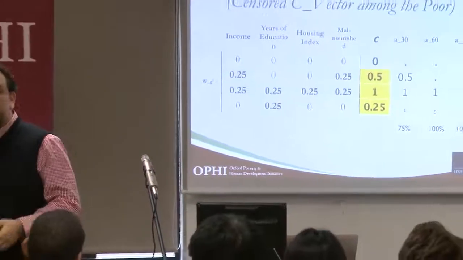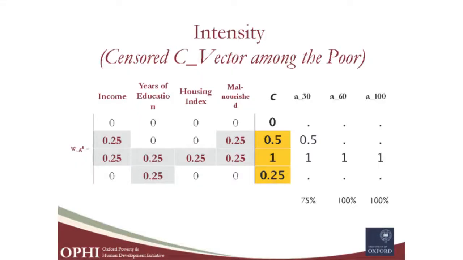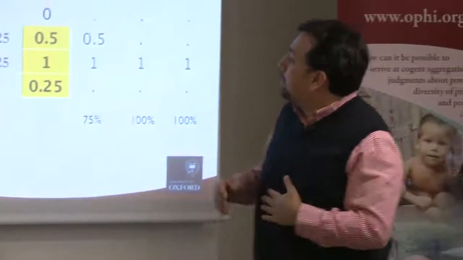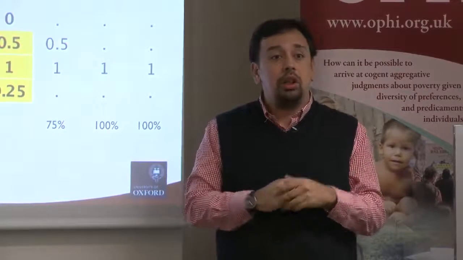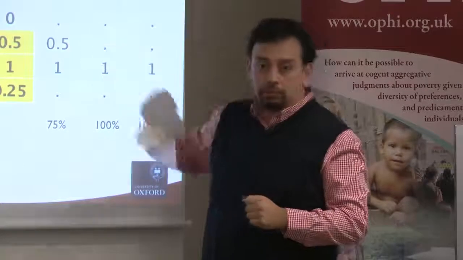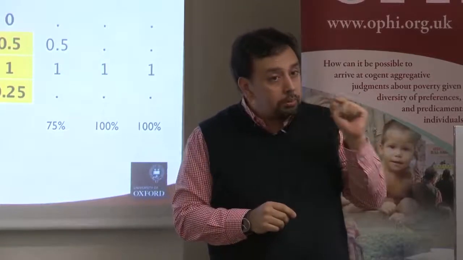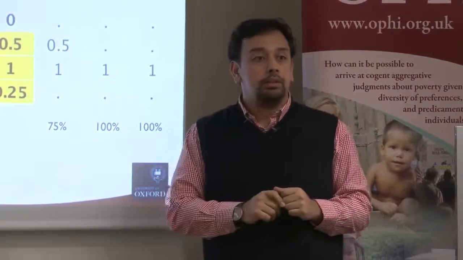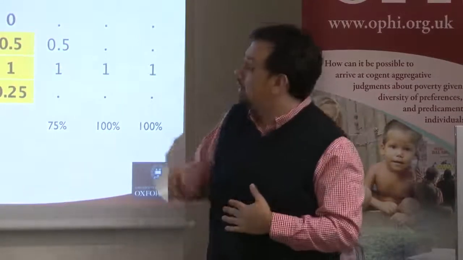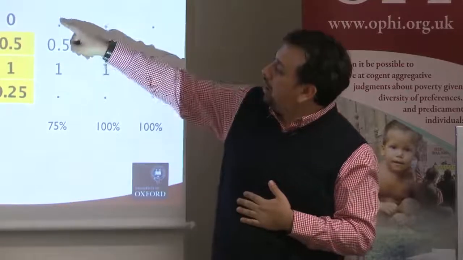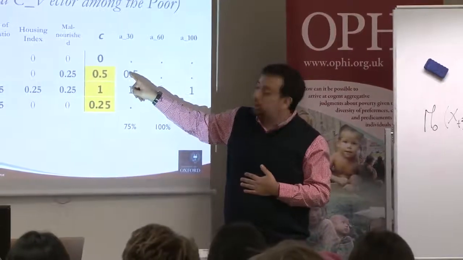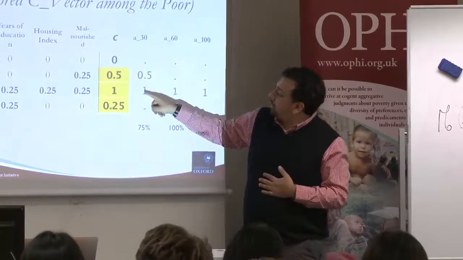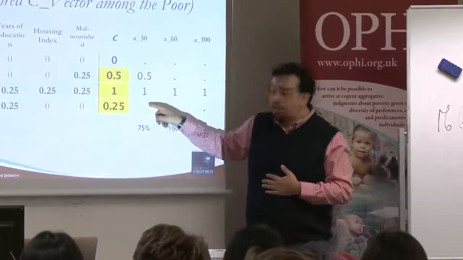What was the next step? Let's try to calculate the intensity. And in the intensity, we follow a similar structure or pattern. We're saying, please, if you are poor, give me a dot. If you are non-poor, give me a missing. But if you are poor, give me the counting vector. We're censoring to some extent. When the cutoff is 30, is he or she poor? No. So a dot. Is he or she poor? Yes. So we'll repeat the number. Is he or she poor? Yes. Repeat the number. And so on.